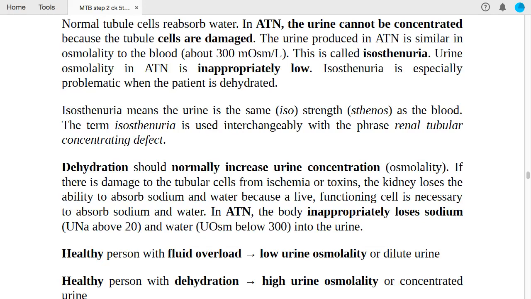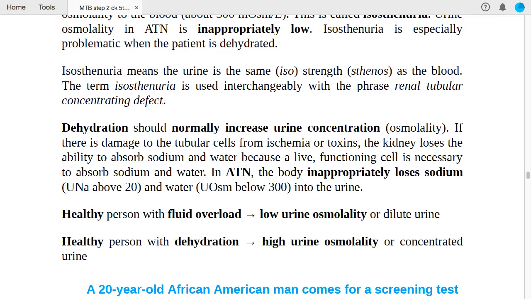In ATN, the body inappropriately loses sodium, with urine sodium above 20, and water, with urine osmolality below 300, into the urine. That's why we see diluted urine, a large amount of urine, which also has low osmolality. Now, a healthy person with fluid overload has low urine osmolality, meaning diluted urine. That's why, with fluid overload, we see diluted urine. If the person is healthy but dehydrated, there will be high osmolality and a concentrated urine. In a healthy person with fluid overload, more water will be lost in the urine, so there will be diluted urine. If it's dehydration, there will definitely be concentrated urine.